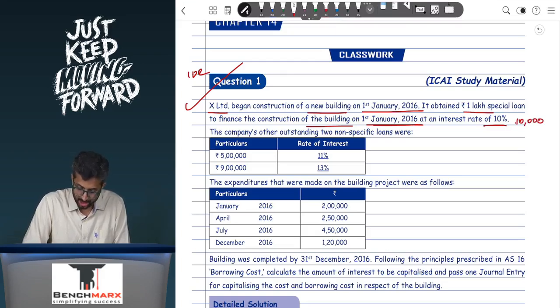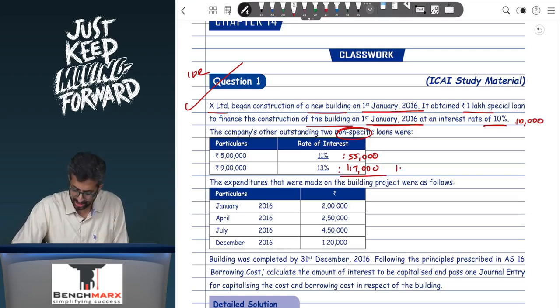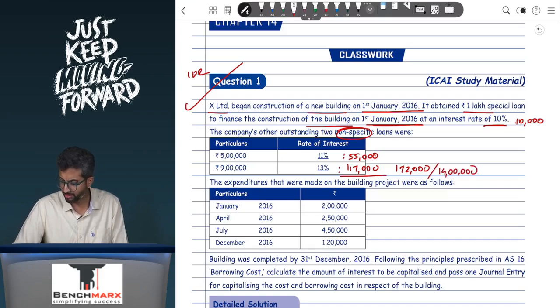The company's other outstanding loans are non-specific, so these are general loans: 5 lakhs at 11%, unless given otherwise, this will be outstanding for the entire year, 55,000 will be the interest. 9 lakhs at 13% comes to 1 lakh 17,000. If I total up 1 lakh 17 plus 55, this is 1 lakh 72. So this will be your total interest, 1,72,000 on a base of 14 lakh borrowing. Again, this is outstanding for the entire year, and hence your weighted average borrowing rate will be approximately 12.29% per annum.